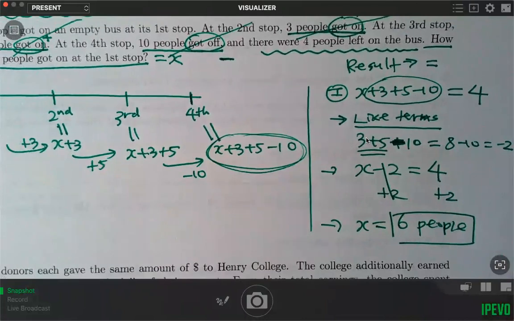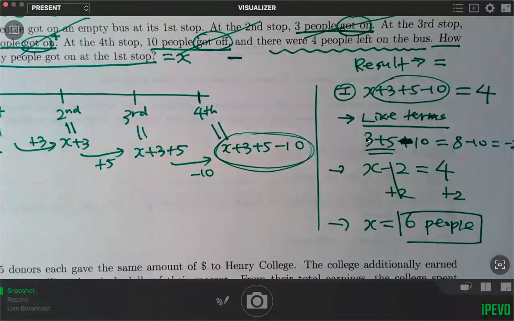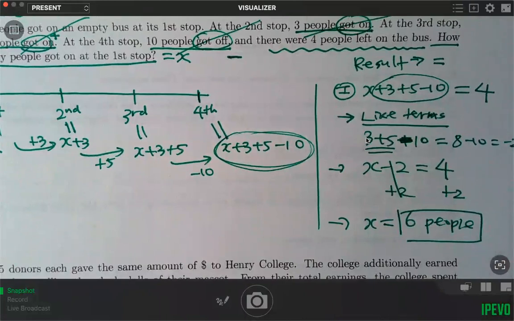Now, sometimes people have excellent guessing skills, and they just somehow play around with numbers and they come up with this number, 6. Now, if this problem were on the exam or quiz or whatever, and if you have guessed the 6 people, will that give you the full credit? And the answer is no.